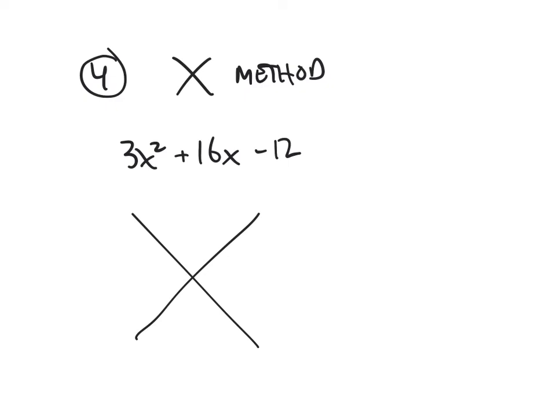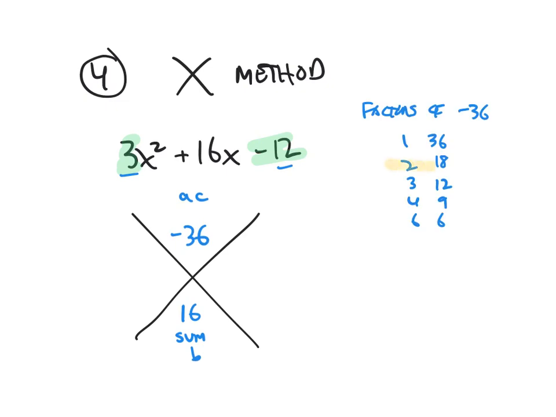The first step, again, is that we're going to be dealing with 3 times negative 12. So in this method, we show that A times C, these two things multiply together, to get negative 36. And we put B down here, which reminds us that they have to add together, they have to sum to get 16. So once again, we're going to use 2 and 18 because they sum together to get 16.